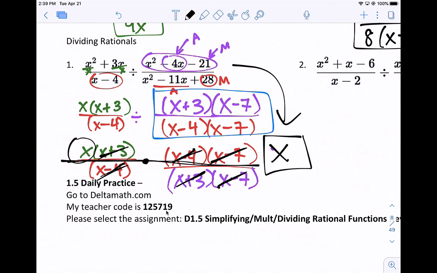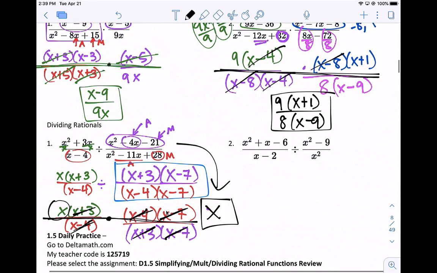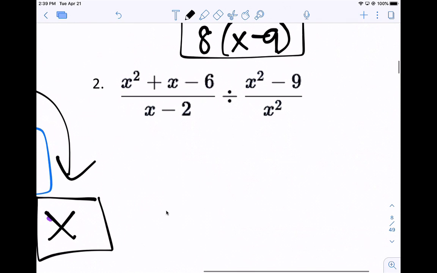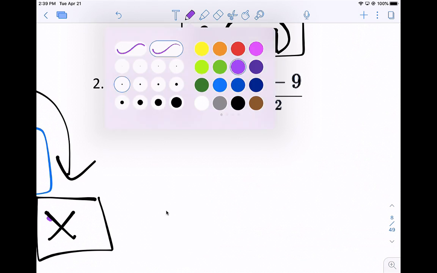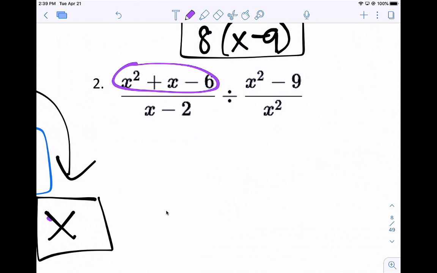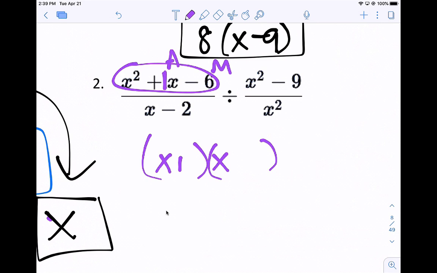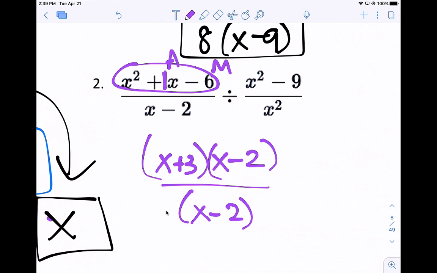Okay, and then last one. Again, this is all review of everything we've been doing this week, so hopefully it's not too difficult. All right, so for number 2, again, first up, factor. So we have x squared plus x minus 6. We want to know what multiplies to negative 6 and adds to 1x. All right, so that would be 2 and 3? So x plus 3, x minus 2 would multiply to negative 6 and add to 1. The bottom is already factored as far as we can go.